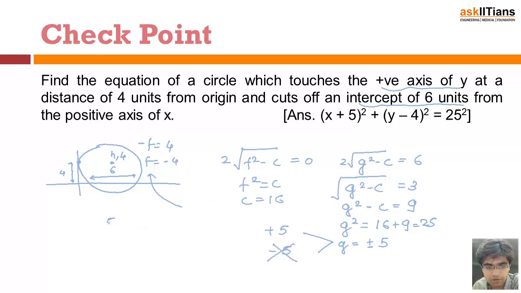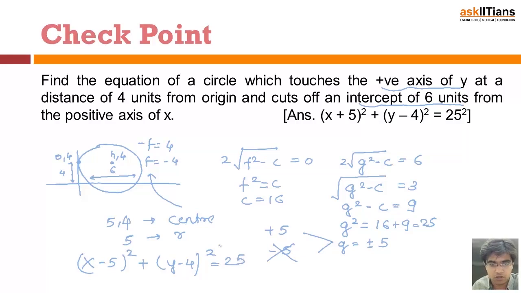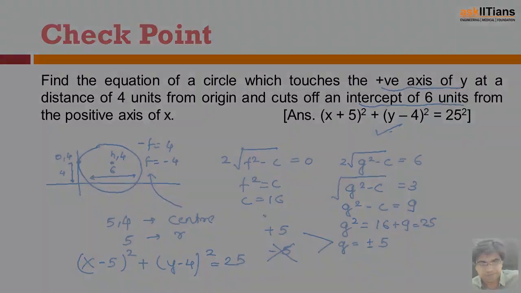So our center coordinate is 5, 4, and this point is 0, 4, because this point is on y-axis, so its x coordinate is 0. So 5, 4 is my center, and my radius will be the distance between this 0, 4 and center, which is 5. So my radius is 5. My equation of circle will become x minus 5 whole square plus y minus 4 whole square is equal to 25. So this was our answer. It is not 25 square. So we got the answer as this.